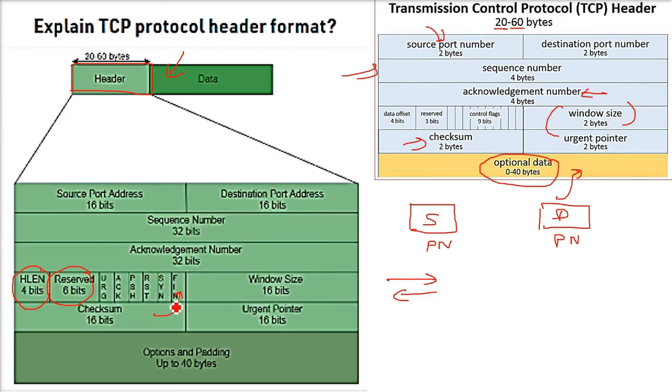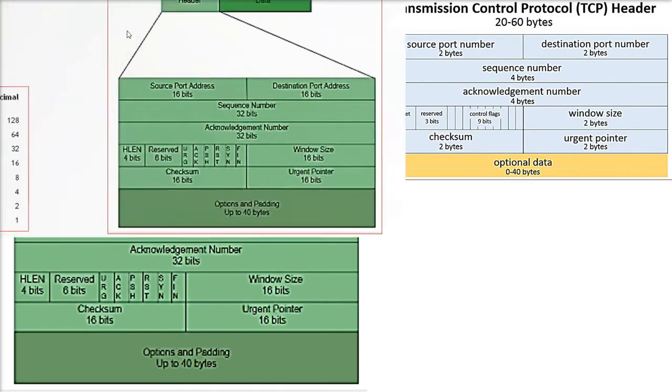Then we have the flags. There are 6 main flags used for various activities, and the value can be either 0 or 1. For example, if you want to establish a connection, SYN will be 1; to finish, FIN will be 1.